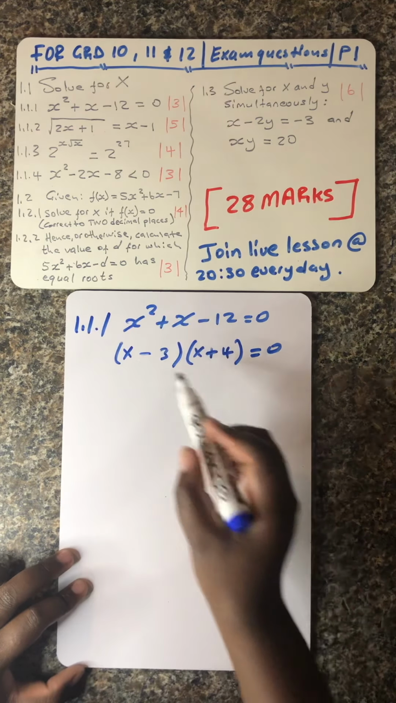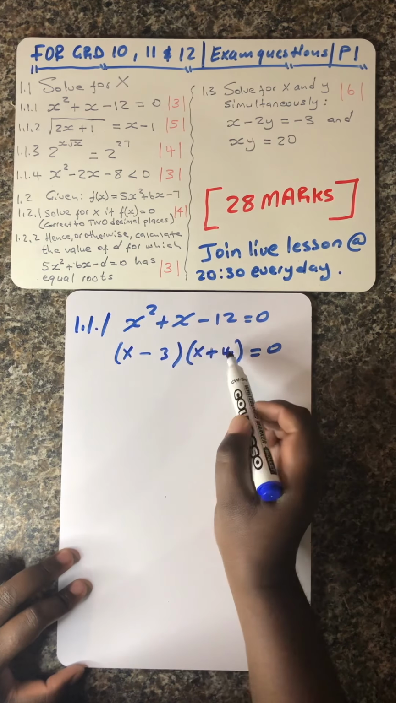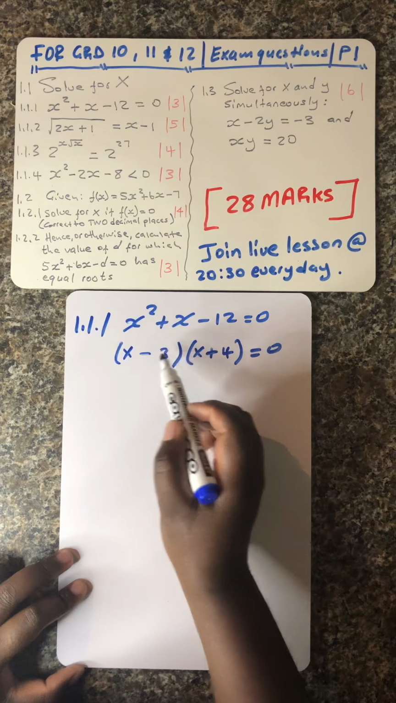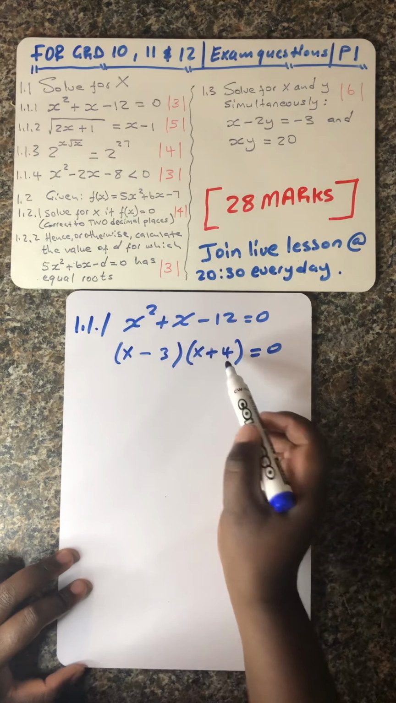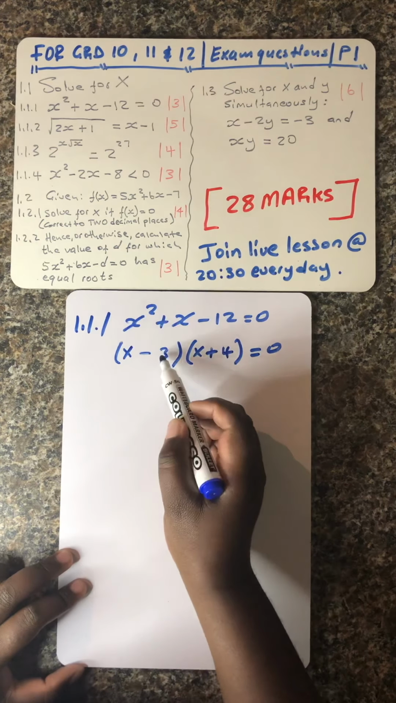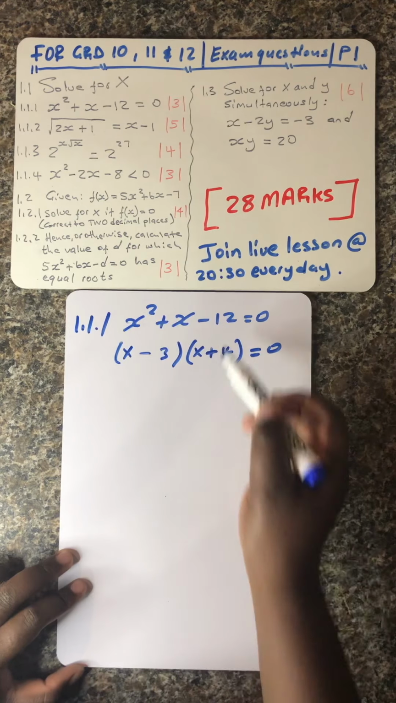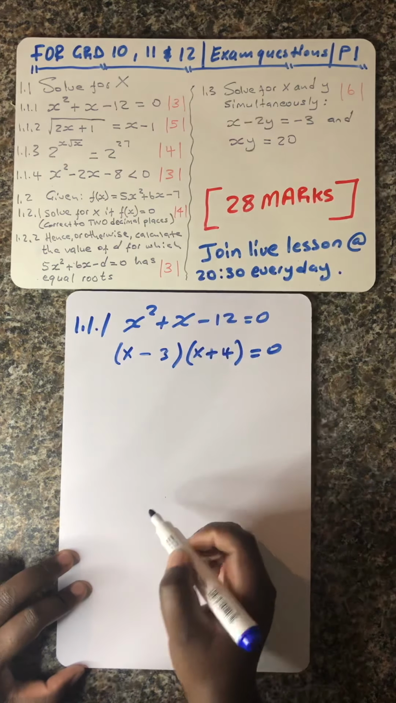So just to test it, guys, x times x is x squared. X times 4 is 4x. 3 times x is 3x, which is minus 3x. Then obviously 4 minus 3 gives you that positive 1. And then negative 3 times 4 gives you negative 12. So that confirms that these factors are correct.